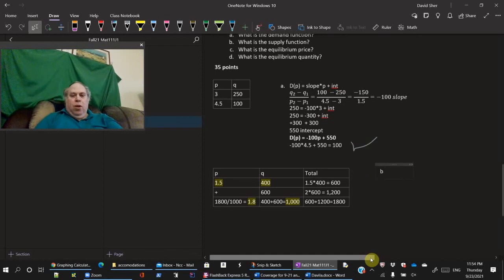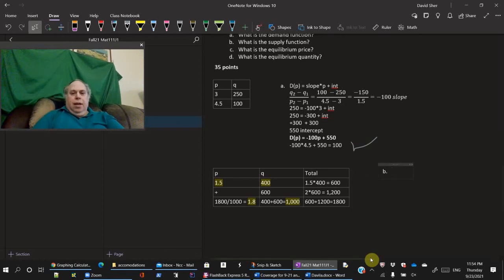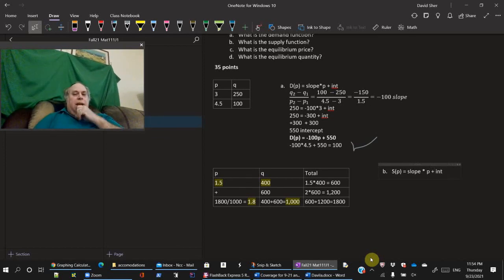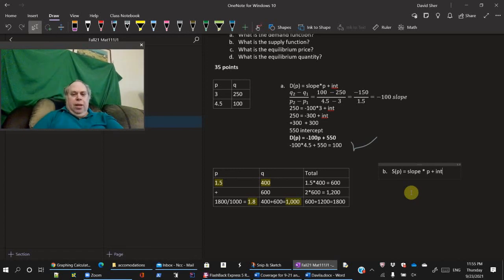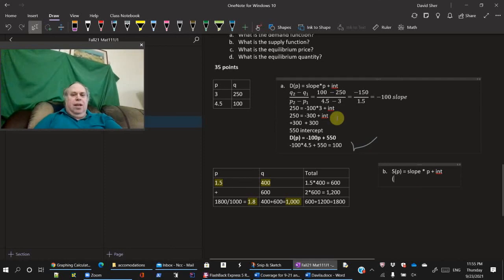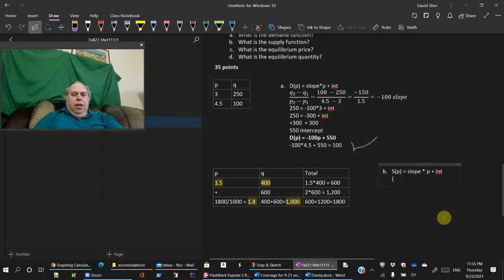So this is going to be part B. I'm going to take S of P equals slope times the price, so how much can I buy, plus the intercept. If I spend $1.50, I can buy 400 quarter pounds. If I spend $1.80, I can buy 1,000, is what this table tells me. What's the general formula? I'm going to do exactly the same math as this formula over here, only I'm using these numbers.